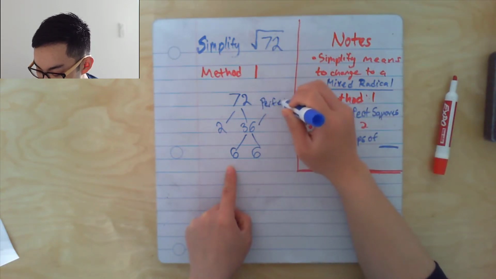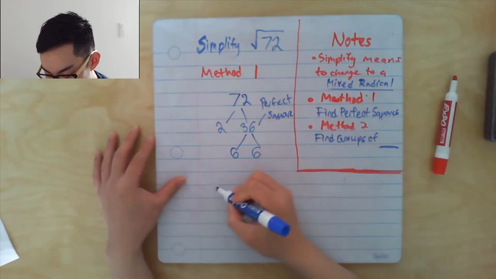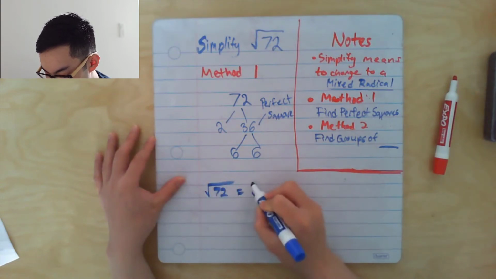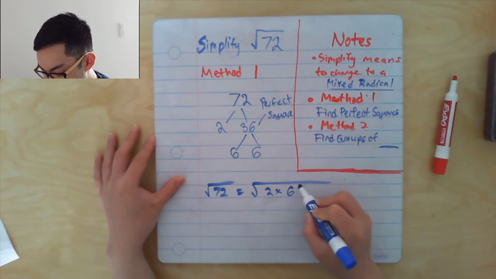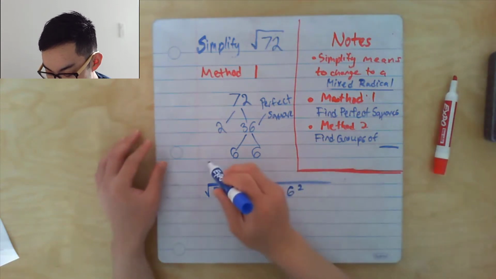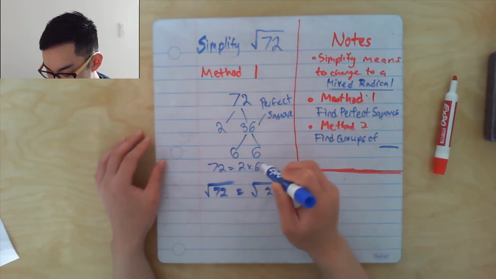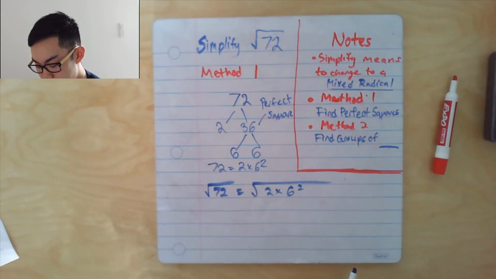Perfect square. And now that I have that, I can write the square root of 72 as the square root of 2 times 6 squared, because 72 is equal to 2 times 6 squared, right? And that's what I got from that previous little factor tree.